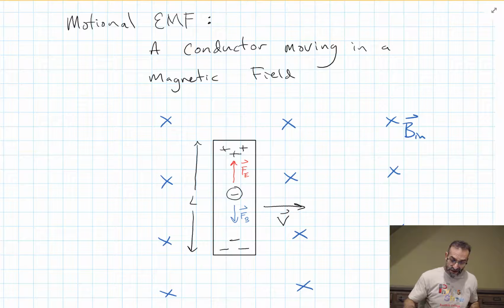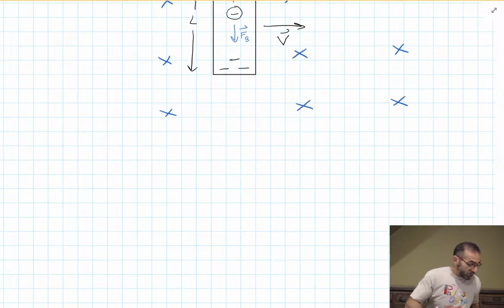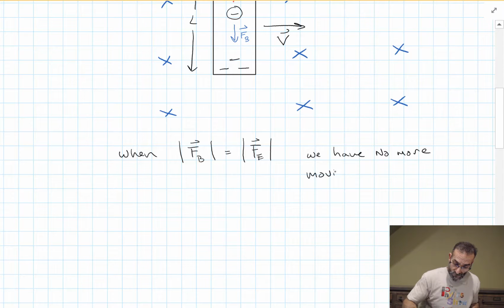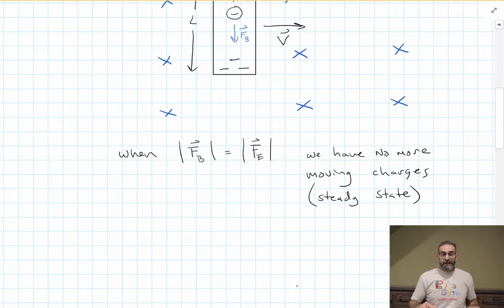So let's see, when do those two forces equal each other? Our conductor is in a steady state after a certain amount of time passes, and the electric force and the magnetic force are equal and opposite. No more charges are moving, and our conductor is just moving through the magnetic field at a constant velocity.